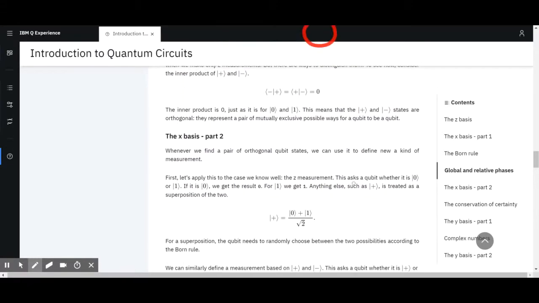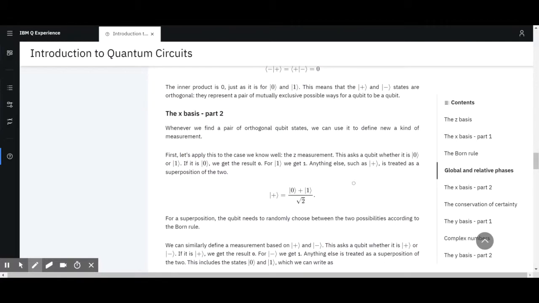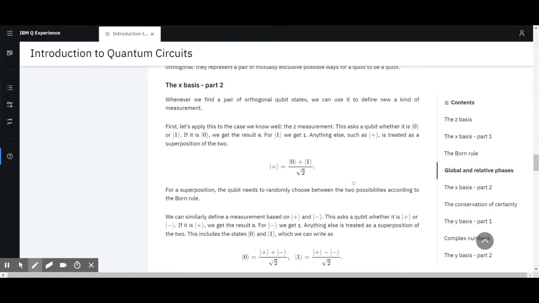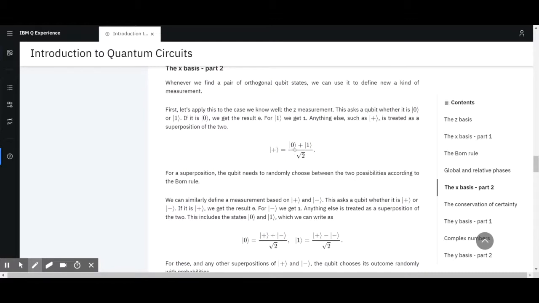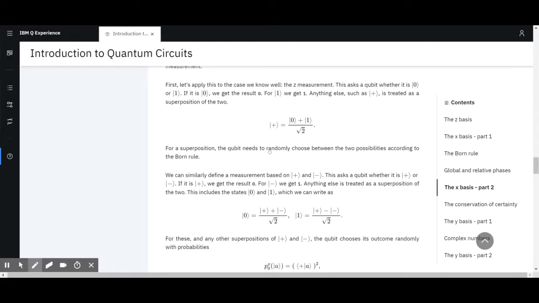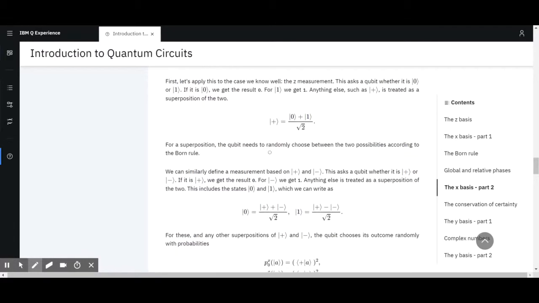The X basis part 2. Whenever we find a pair of orthogonal qubit states, we can use a new measurement. First, let's apply this to the case we all know, the Z measurement, 0 and 1, okay, and then plus and minus. Yeah, those make the other bases.